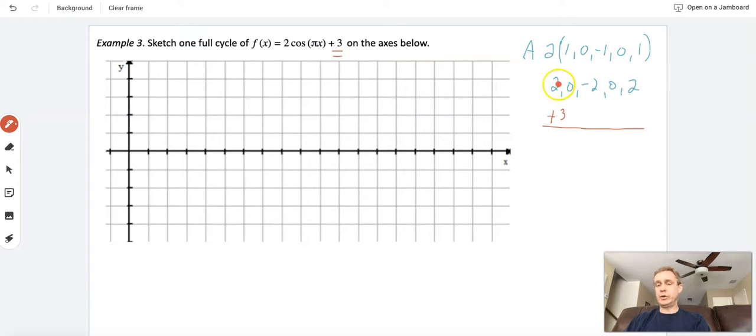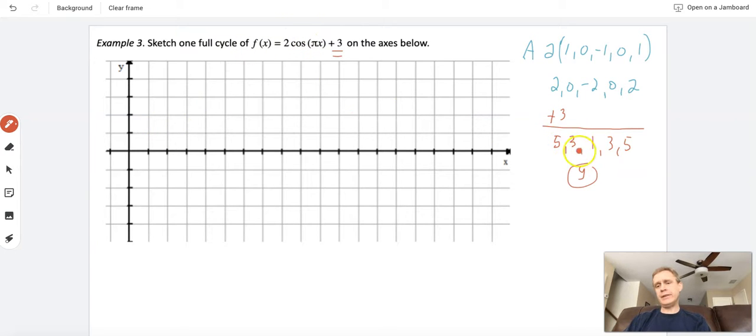I'll do it one at a time. 2 plus 3 gives us 5. 0 plus 3 is 3. -2 plus 3 gives us 1. 0 plus 3 gives us 3. And 2 plus 3 gives us a value of 5. These are the y values that I'm going to plot for this particular graph.